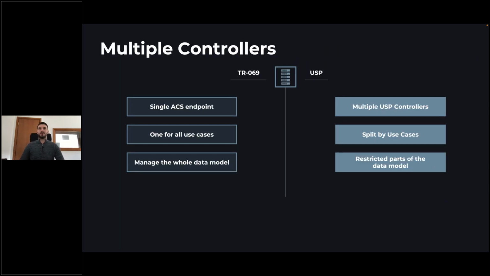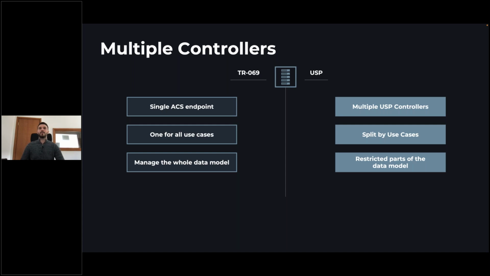And one last point to compare here are the multiple controllers. So TR-69 has been designed so that you only have a single ACS. So you define one ACS URL, one endpoint, and then that ACS is the king. That ACS does the configuration, does the monitoring, has access to the whole data model, and then a lot of customers use the ACS and its northbound interface to interact with other systems in order to fetch the data and to extract.